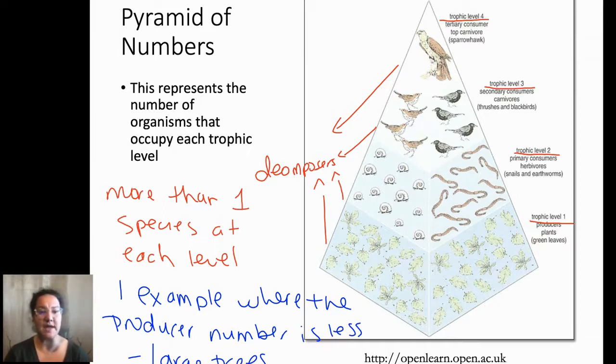So there's one example where the number of producers is actually less than the number of primary consumers. And this is the case of a forest with really large trees. If you think about those old growth forests in BC, one large tree can support many primary consumers.